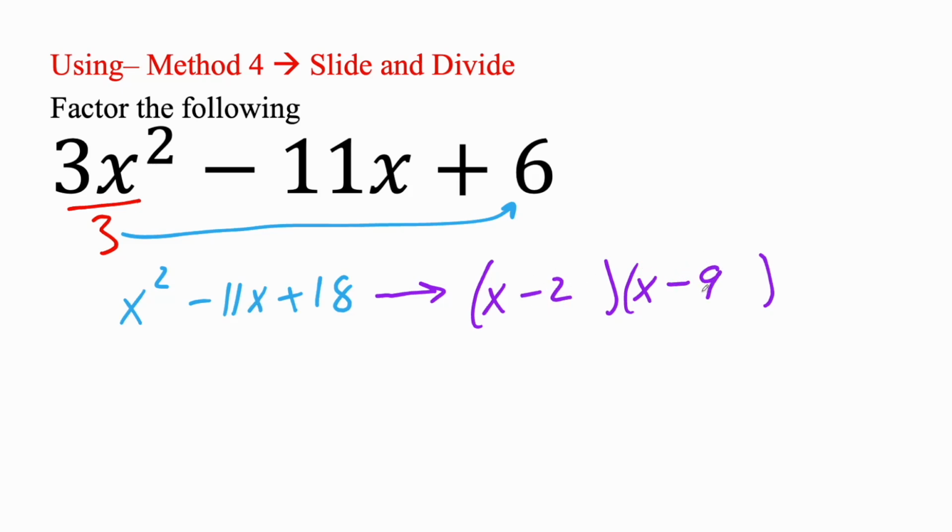Negative 2 times negative 9 is positive 18. A negative times a negative is a positive. Likewise, minus 2 minus 9 is minus 11. And so the next step is to address this.